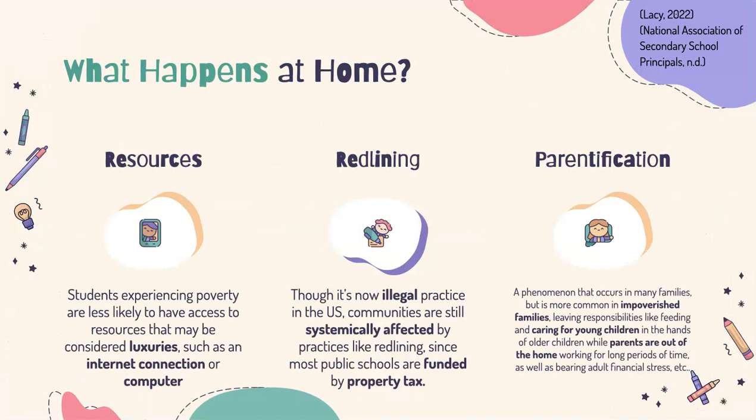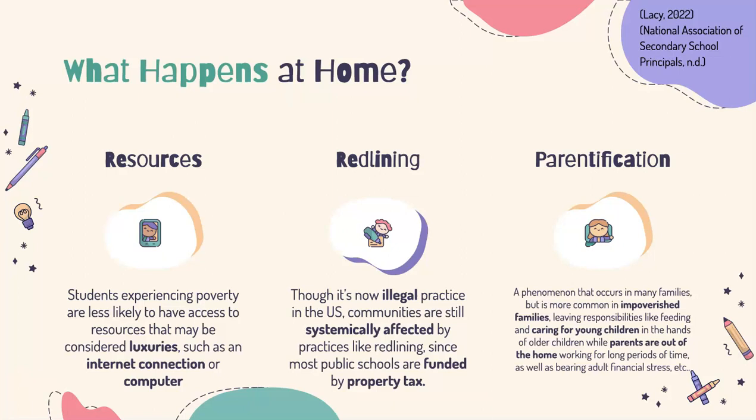Beyond how poverty can affect your brain growth, it can also affect what happens at home for students who are living in an impoverished situation. Students who are living in poverty often have less access to resources that may be considered luxuries, internet connection, computer, etc. Redlining, which is now technically illegal in the United States, but still happens, can affect the way that schools are funded and can systematically put students at a disadvantage.